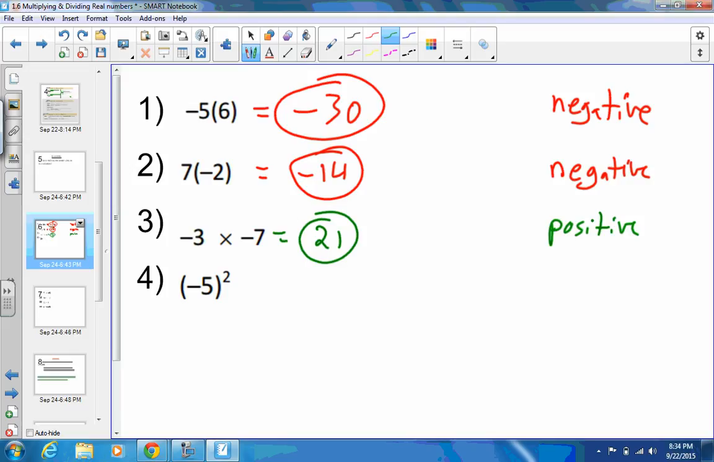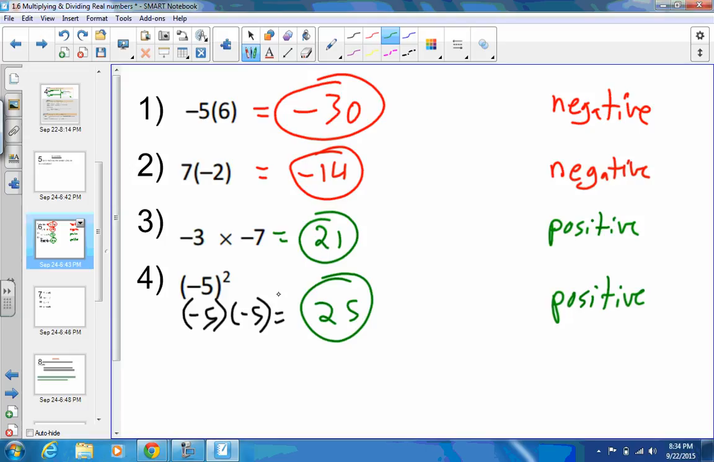All right, last one. Let's rewrite this. That'd be -5 times itself. So we have same signs again. They're both negative, so we will end up with a positive result. 5 times 5 is 25. So there you go. That's just following those rules. If you have two numbers multiplied together and they're the same sign, you end up with a positive result. If they're different signs, you end up with a negative result.